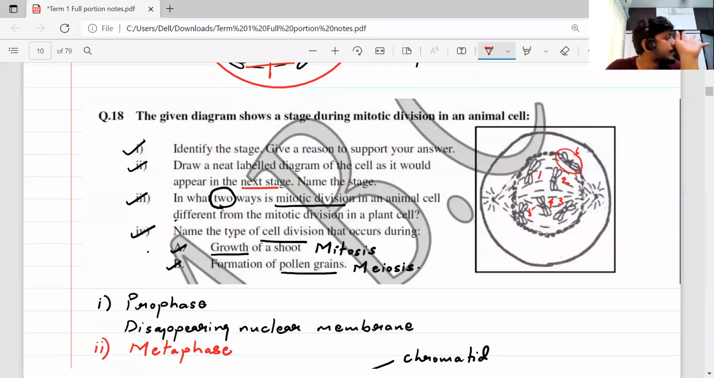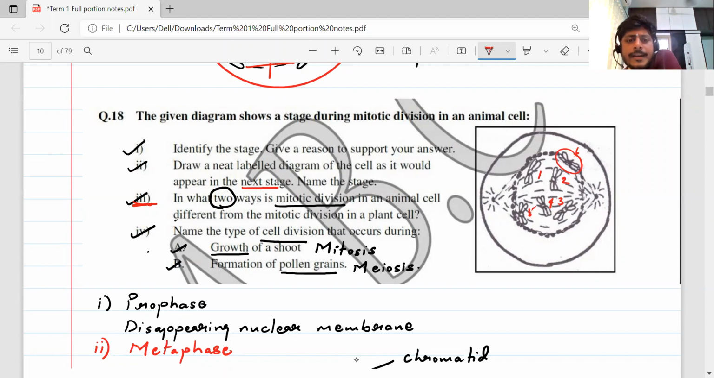This you can see is a disappearing nuclear membrane. A disappearing nuclear membrane will be seen during prophase. So it's prophase. Then they had asked, in what 2 ways is the mitotic division in animal cell different from the mitotic division in plant cell? So mitosis in animal cell obviously involves the centrosome. Plant cell does not involve the centrosome. In animal cell mitosis, cytoplasmic division occurs by furrow formation, and in plant cell, cytoplasmic division occurs by cell plate formation.